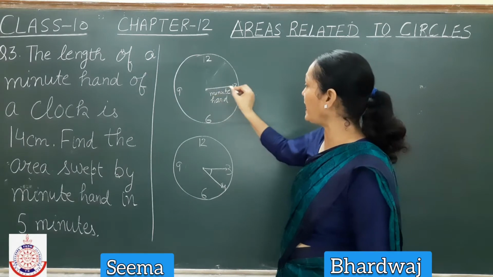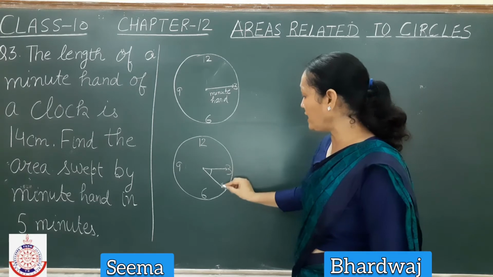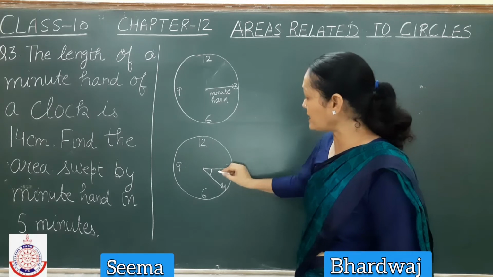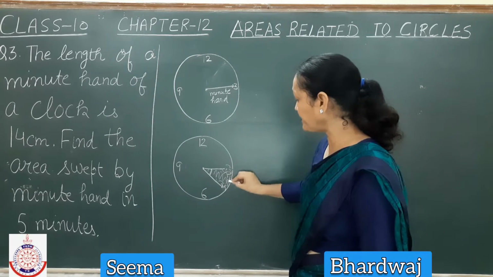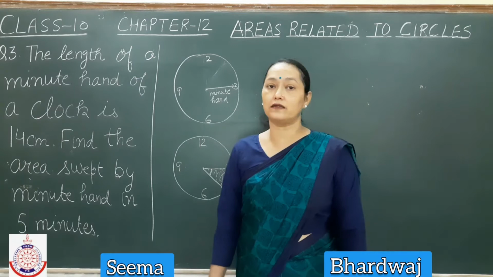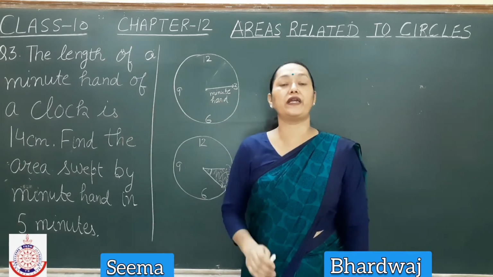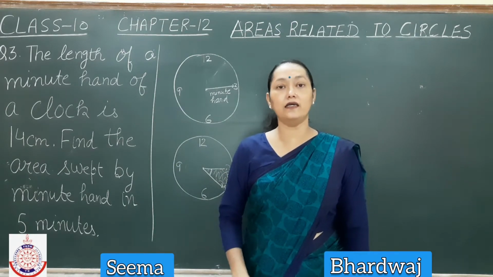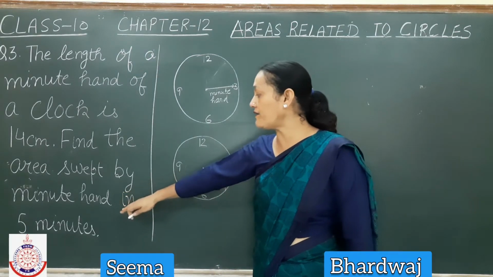Suppose initially the minute hand is at 3, then after 5 minutes, from 3 it reaches 4. So 5 minutes are being covered. When we look at the figure formed, it's a sector. For finding the area of a sector, we need the radius, that is this length of the minute hand, 14 centimeter. So radius we have is 14 centimeter. And the second thing we need is theta, the angle swept by the minute hand. Now how much angle will be swept in 5 minutes?